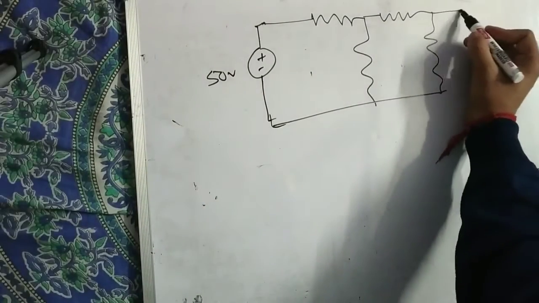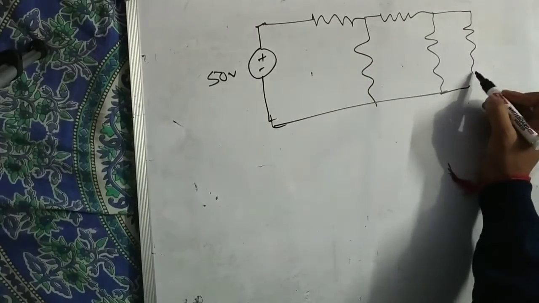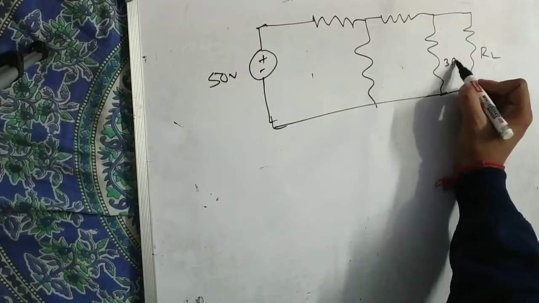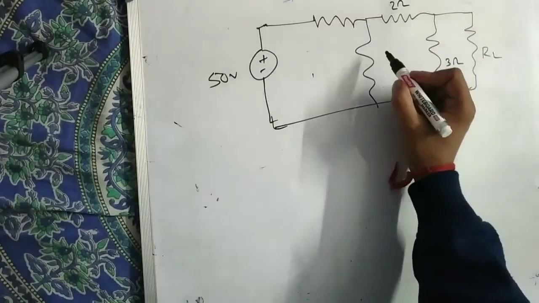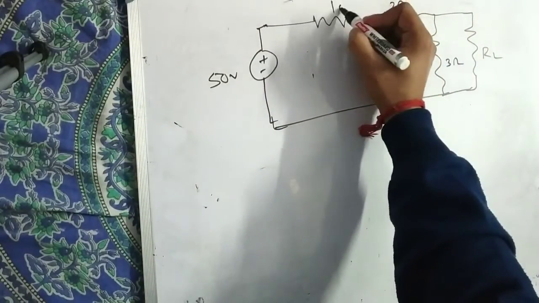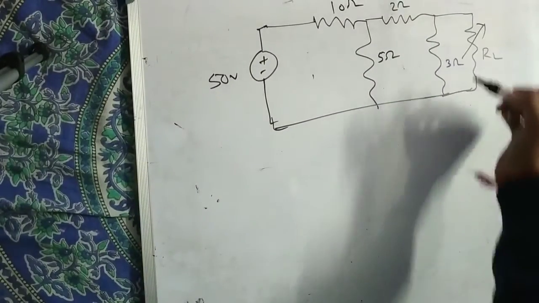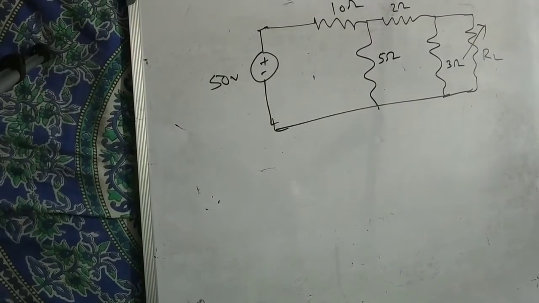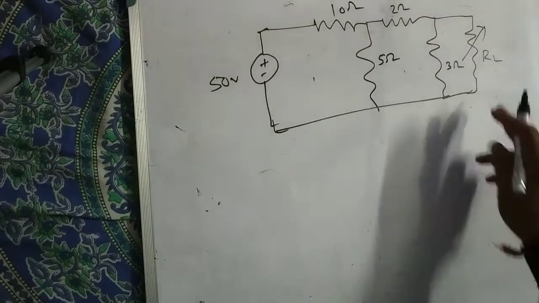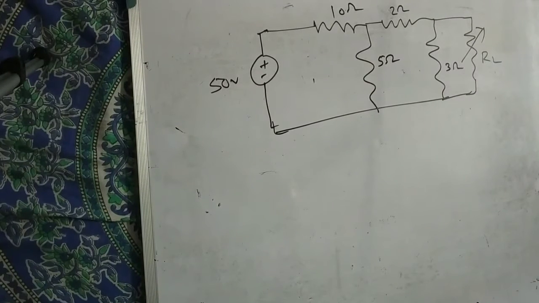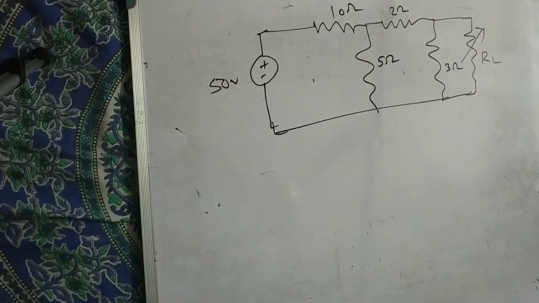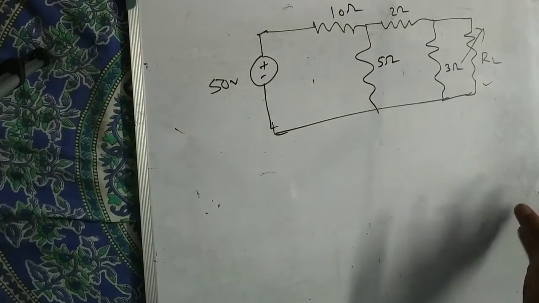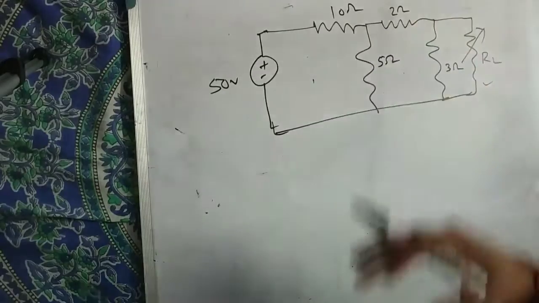This is 50 volt, this is RL, and this is 3 ohm, 2 ohm, 5 ohm, 10 ohm. We have to find the resistance value of RL for maximum power transfer to the circuit. We have all studied that for maximum power transfer the resistance value will be equal to the Thevenin's equivalent resistance value from this side.